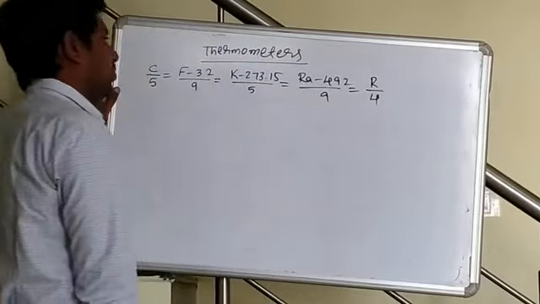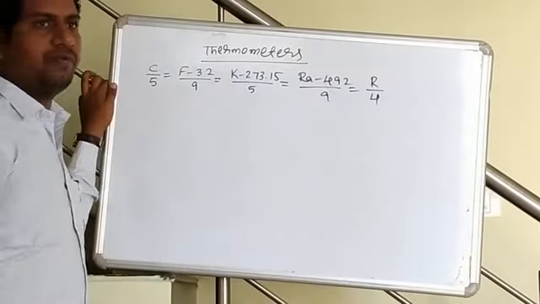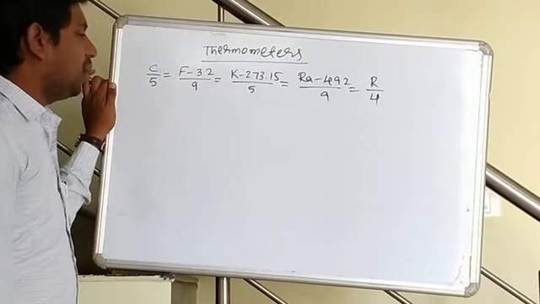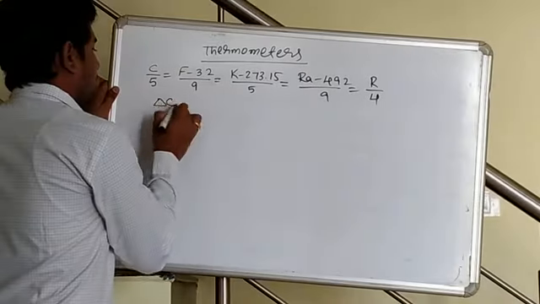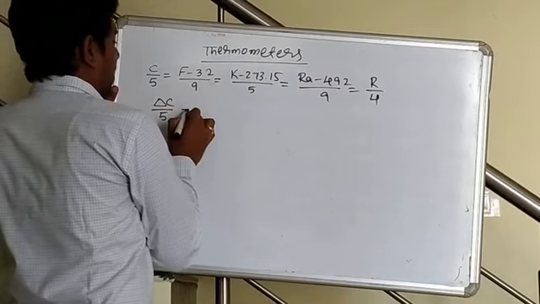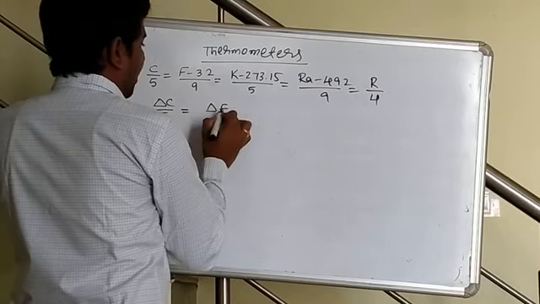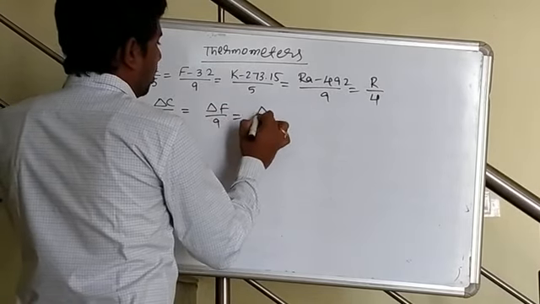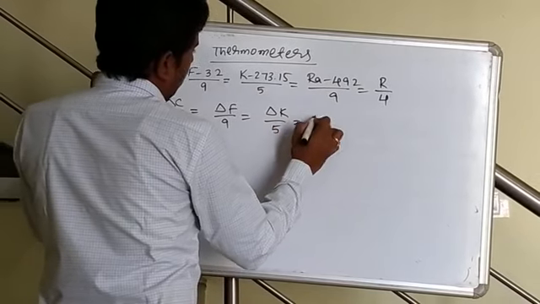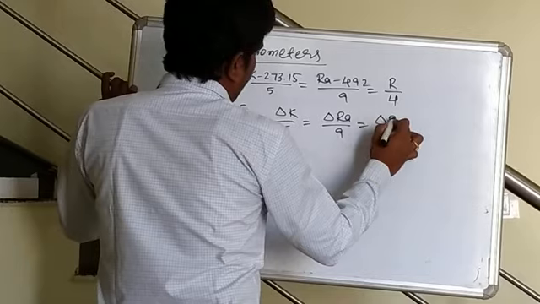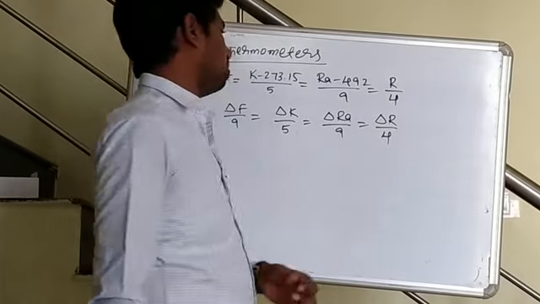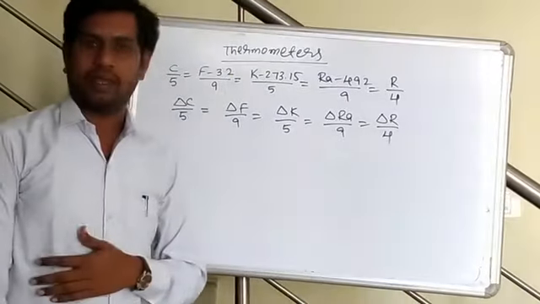This relation yesterday we got, the relation between different scales. When there is a change in temperature, the relation is written as delta C/5 = delta F/9 = delta K/5 = delta RA/9 = delta R/4. This is the relation which we derived yesterday.